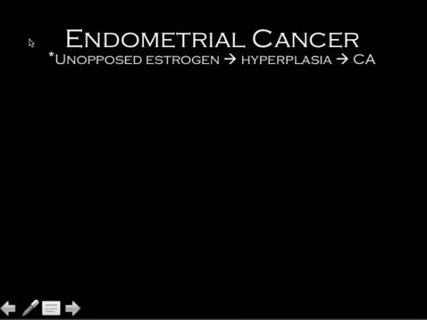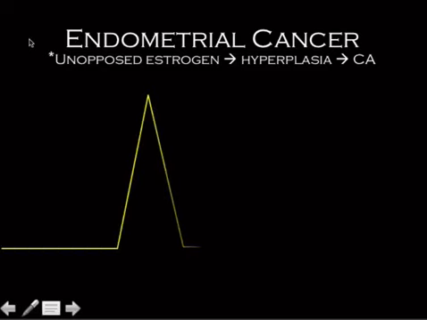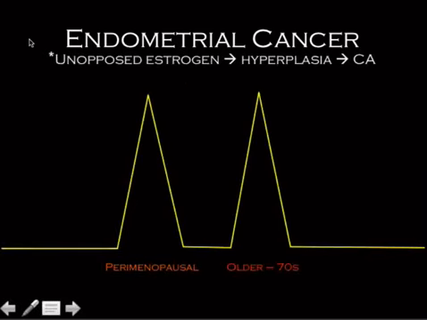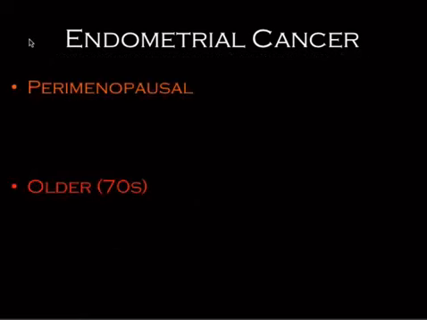All right, so let's just do a really quick didactic on endometrial cancer. Just like in the breast, unopposed estrogen causes changes that eventually lead to cancer. And there are two main peaks. One is in a perimenopausal person, and then the other one is in an old lady. And I separate these out because they behave a little bit differently. The perimenopausals are more estrogen-dependent cancers. They do a little bit better.